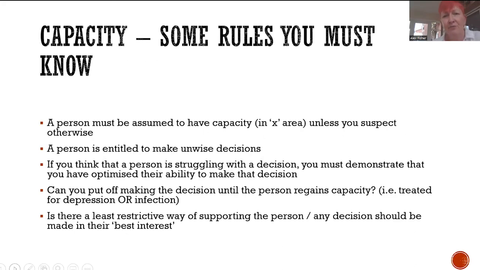So here are some rules that you must abide by. A person must be assumed to have capacity in a particular area unless you suspect otherwise. A person is entitled to make unwise decisions. We're all entitled to make unwise decisions, but we must remember that.